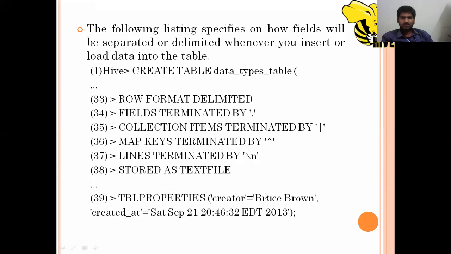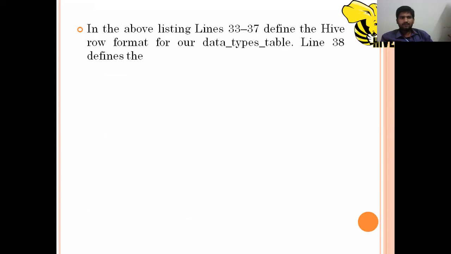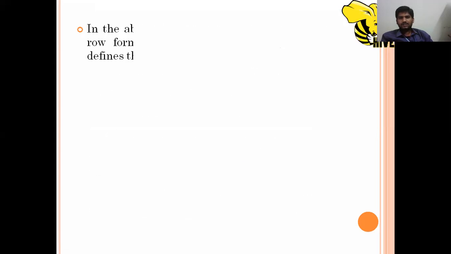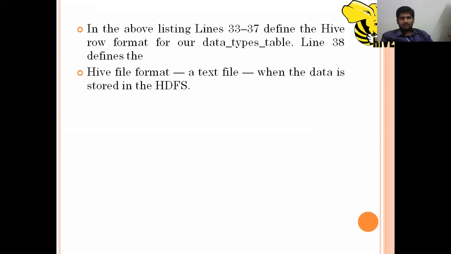The table properties show who the creator is, at what time he created it, and in what year it was created. All that information it shows. The above lines 36, 37, 38. I will show you if you want to remember: see, 36, 37, 38. So the map, the lines, and the stored as information define the format.